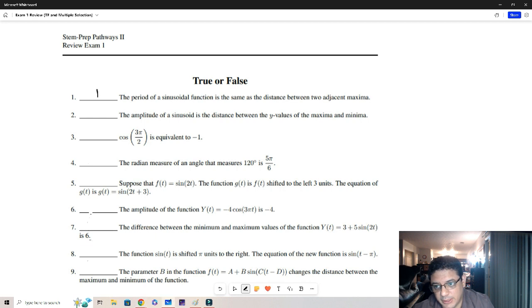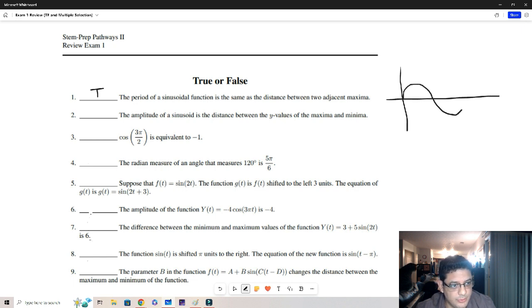If you take a sinusoidal function, then once you complete one full turn, you have repetitions, and you can check the period by checking the distance between two maximums or two minimums. Both of those are going to work to calculate the period. So this distance or this distance here.